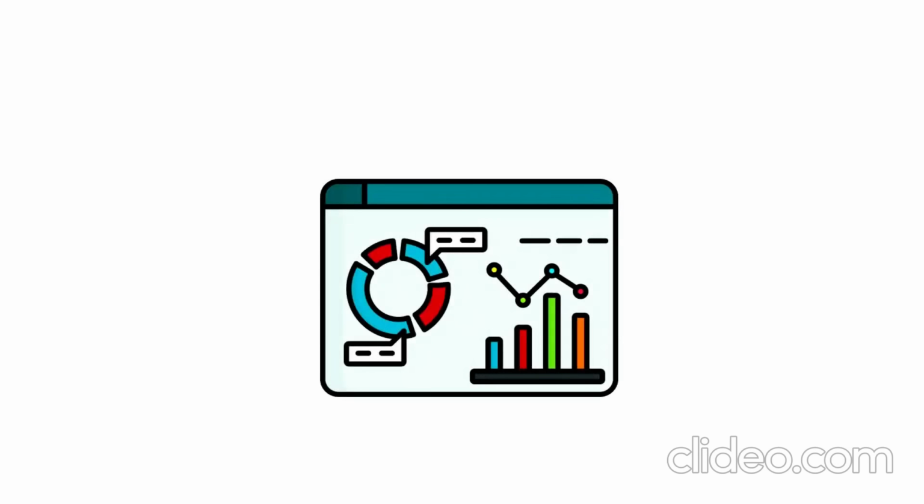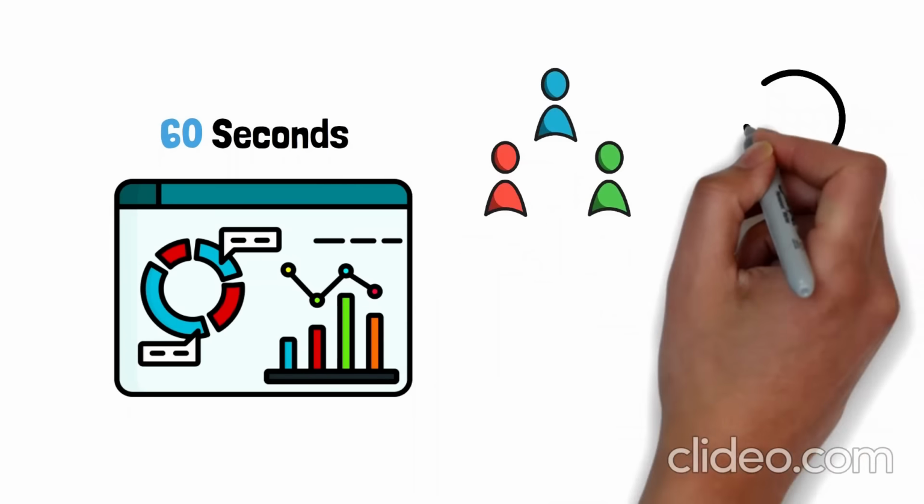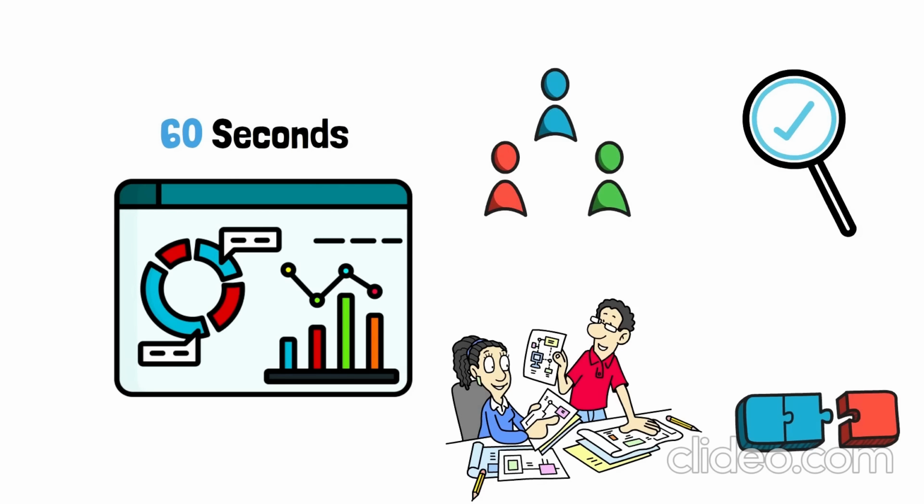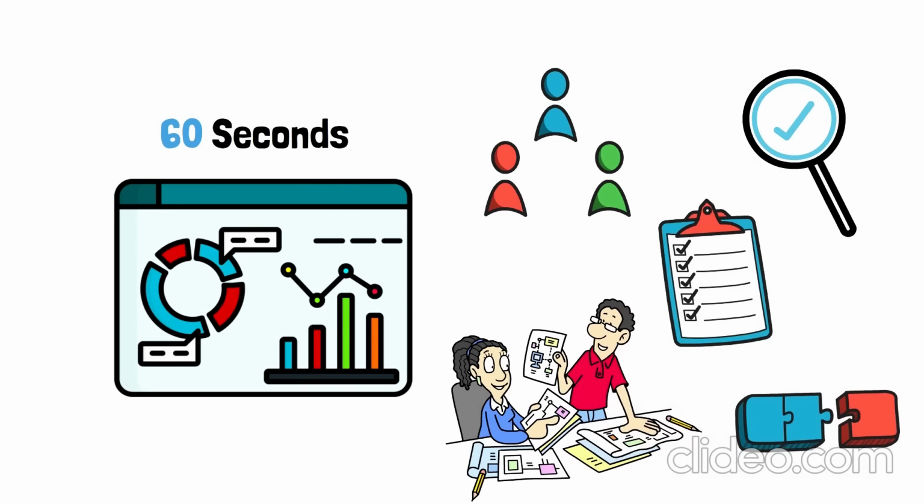Dashboards should answer a specific question in under 60 seconds. We'll define audience and decisions, design a clean layout, add the right interactions, and finish with a bulletproof QA checklist.